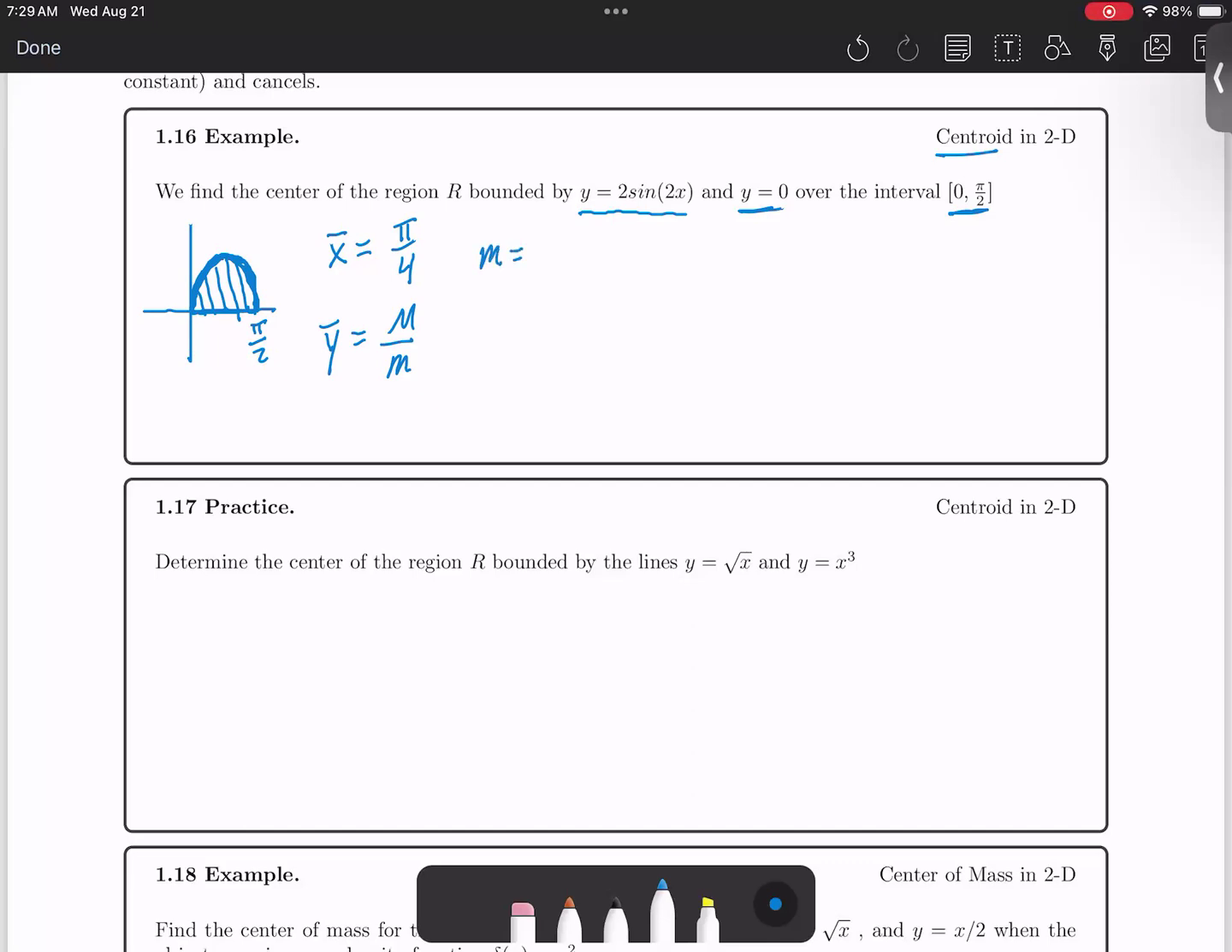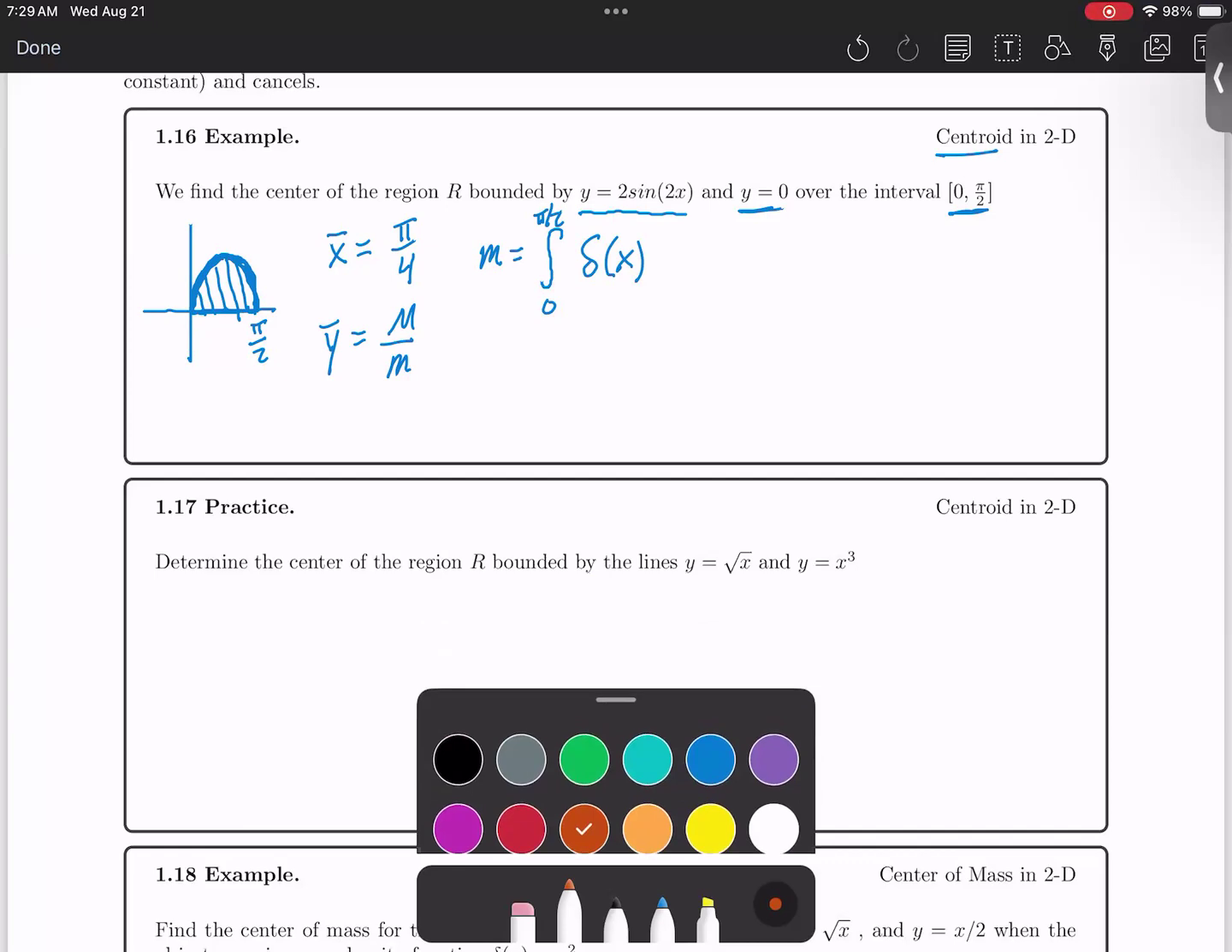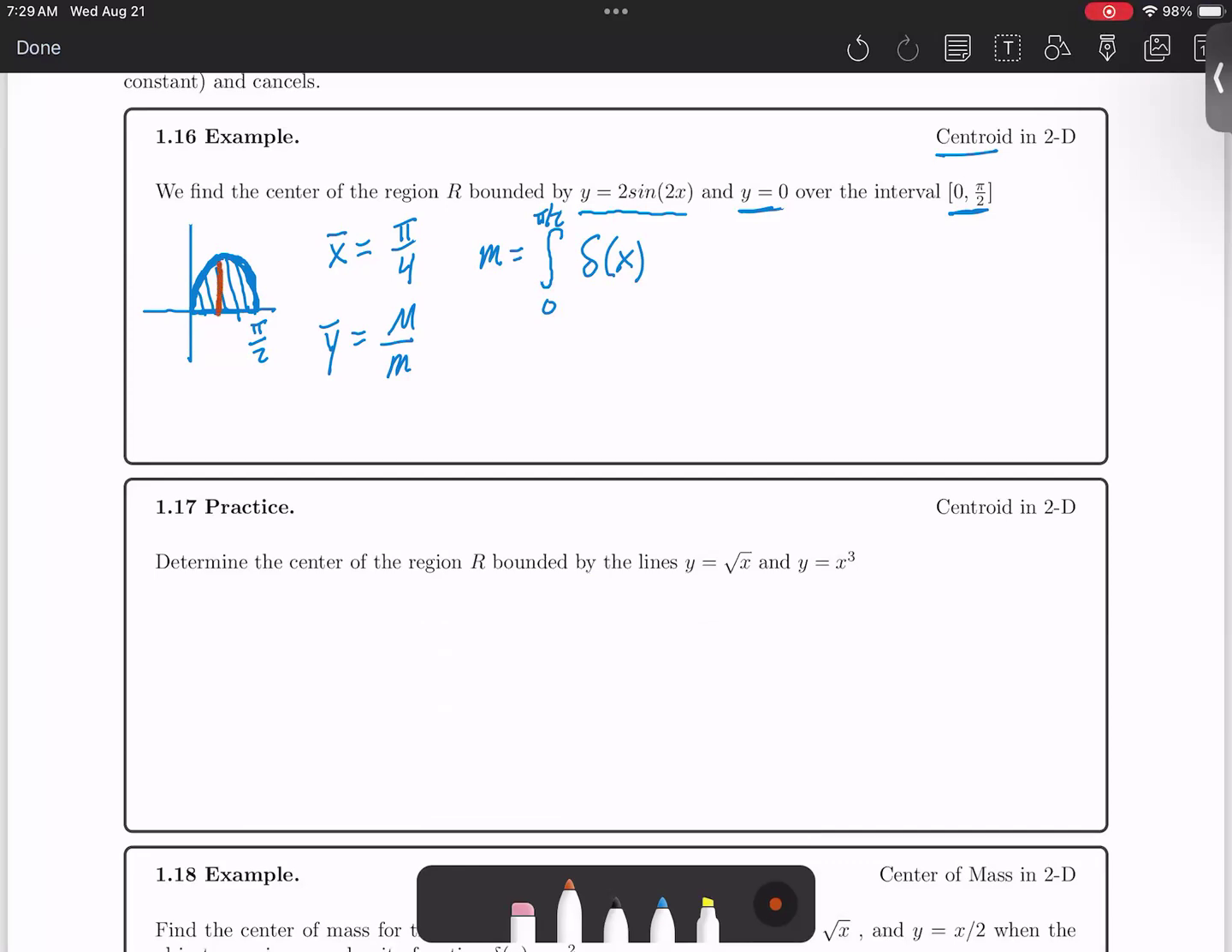And as always, we find total masses by integrating density functions over the intervals. So if we're going to integrate from 0 to pi over 2, that density function is only a function of x. So I need to multiply that density function by the length of that line that goes through my shape. And the length of that line is going to be the top curve, 2 sine of 2x, minus the bottom curve, which in this case is 0.